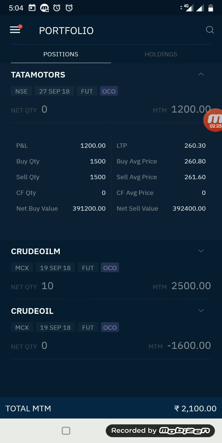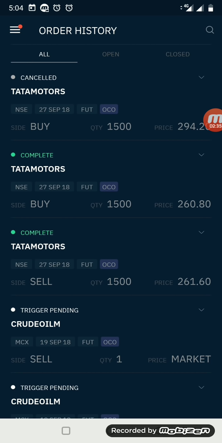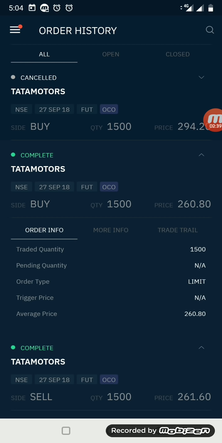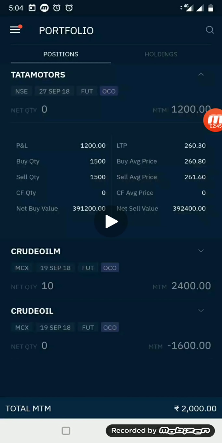Tata Motors had a profit today. At the end of the day, we made a profit of 1200. I'll just show you the order which is executed. We can see that the initial 261.60 was executed, and then the target of 260.80 was hit easily. So friends, this is the beauty of an OCO order or a bracket order.